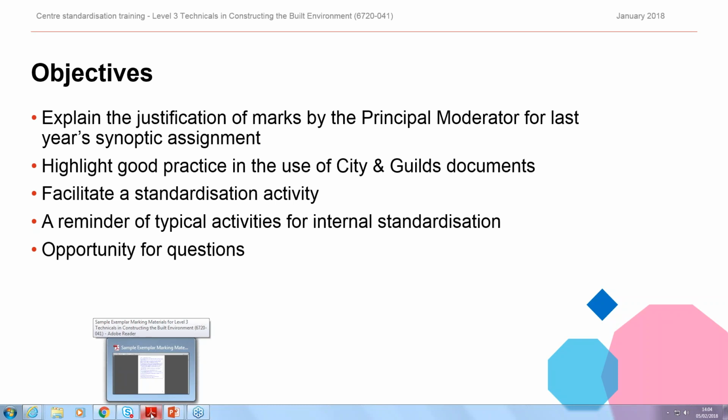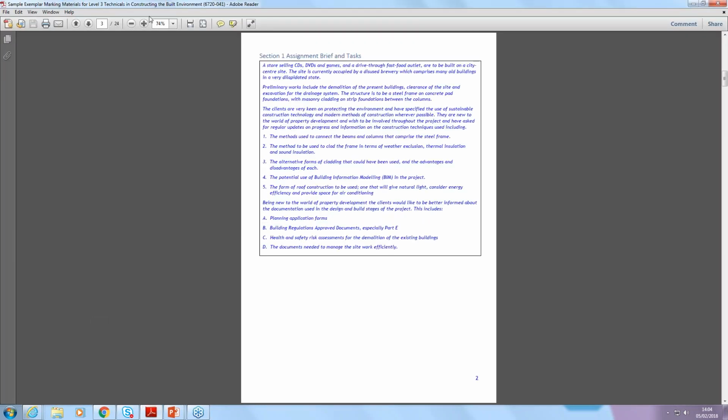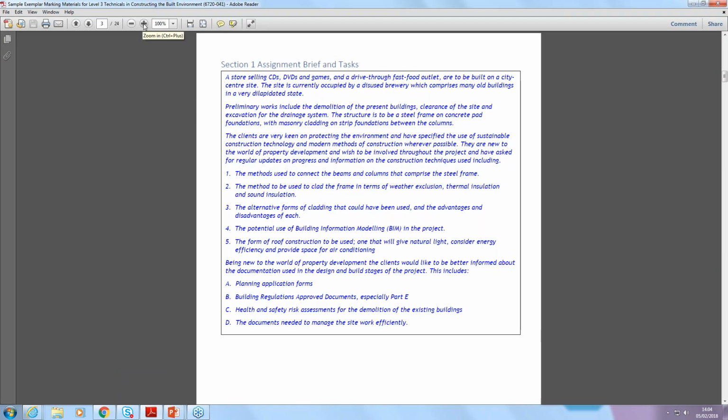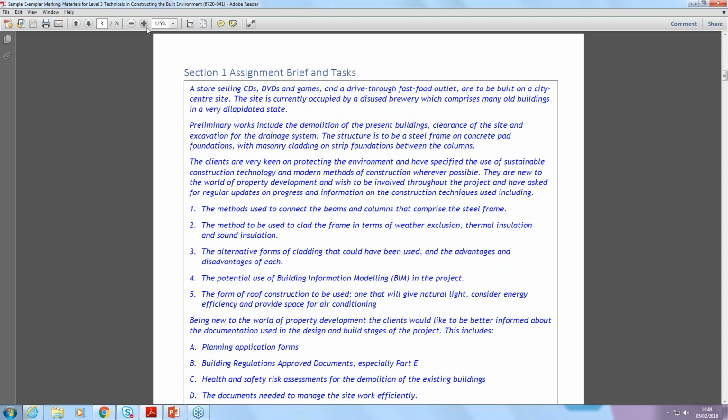Okay, first of all then, we're just going to look at the assignment itself. So what we're looking at there then is the context of the assignment. The brief there just gives the learners a little bit of context before they start to get into the questions themselves to understand the process, if you like.